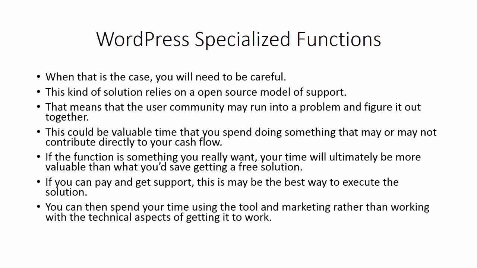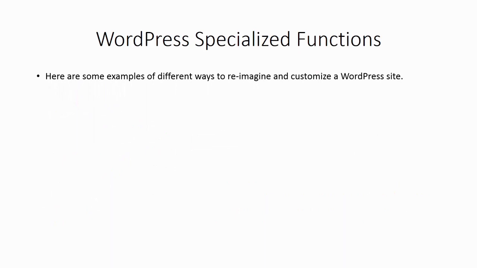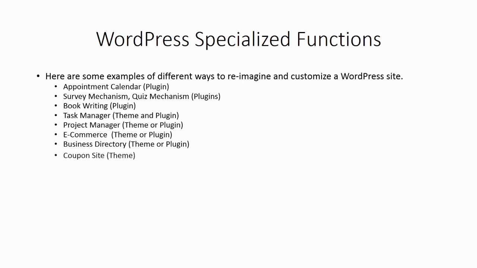You can then spend your time using the tool that you purchase and marketing, rather than working with the technical aspects of getting it to work. Now, here are some examples of different ways to reimagine and customize a WordPress site. You can purchase plugins that will turn your site into a survey mechanism or a quiz mechanism. You can even purchase a plugin that will turn your site into a book writing process. You can turn your site into a task manager using a theme and/or plugin, a project manager, an e-commerce site, a business directory, a coupon site, a job board, or even an auction page.